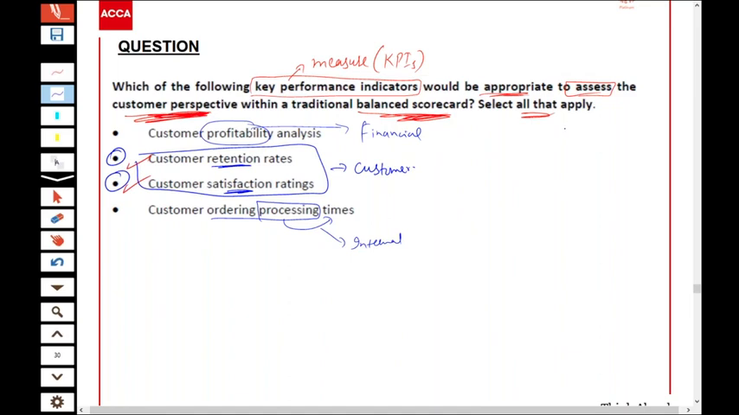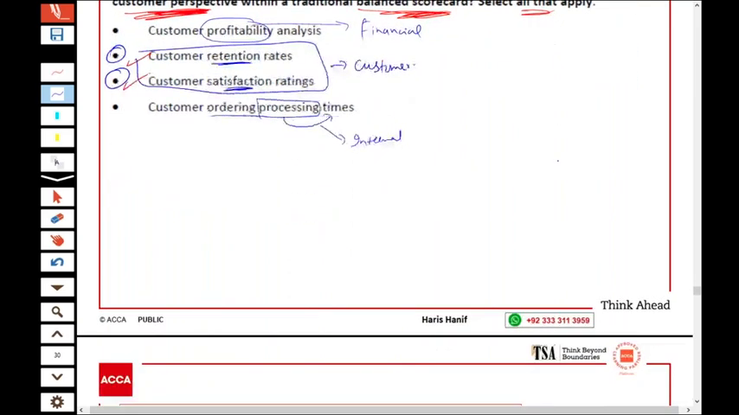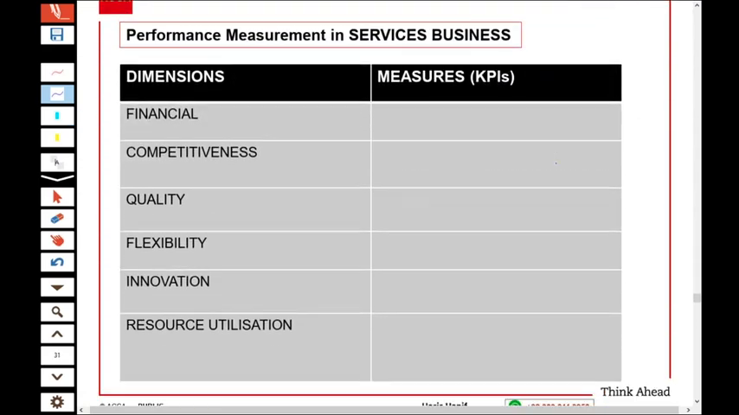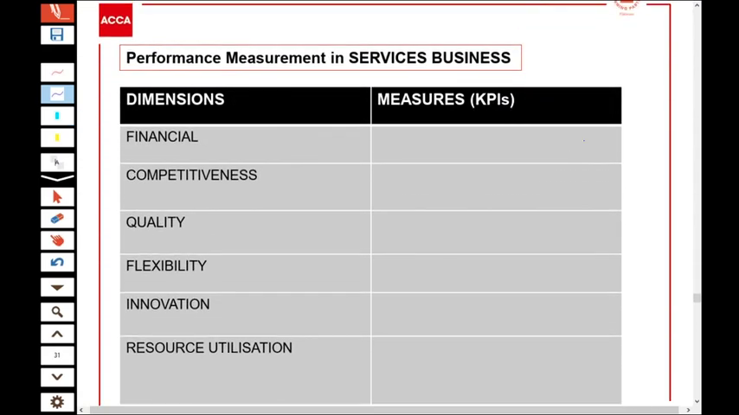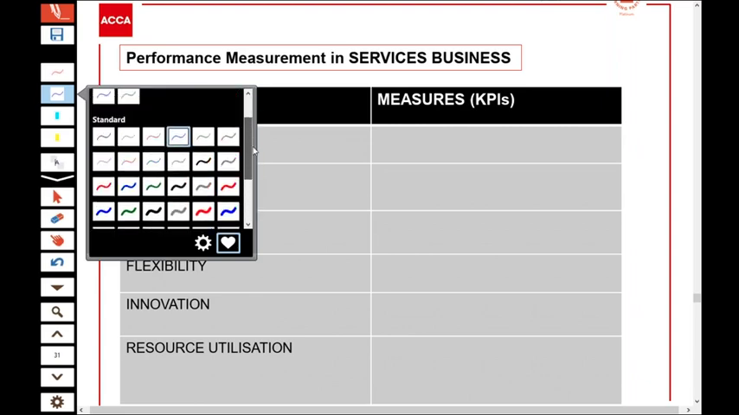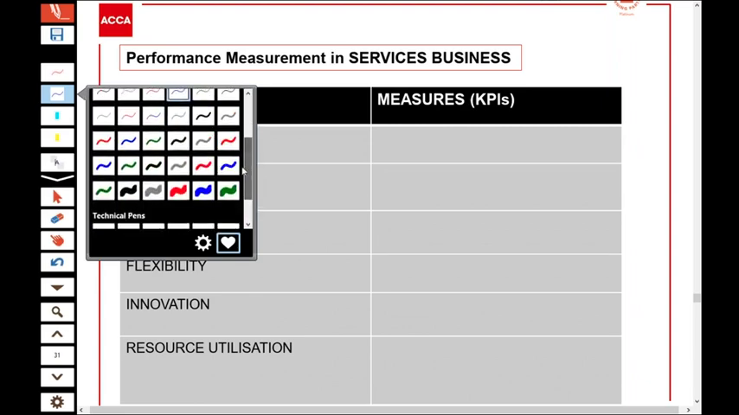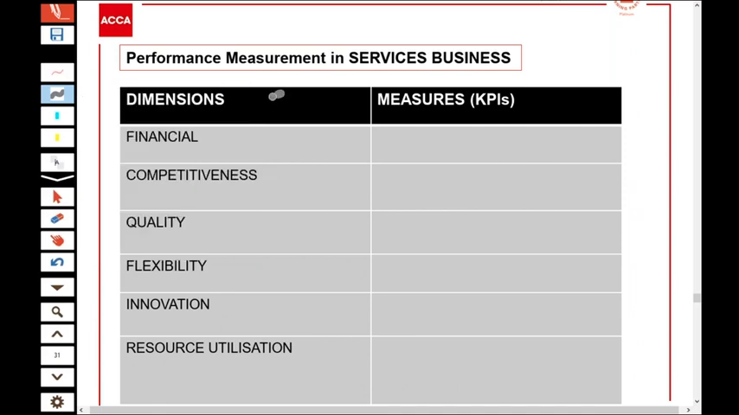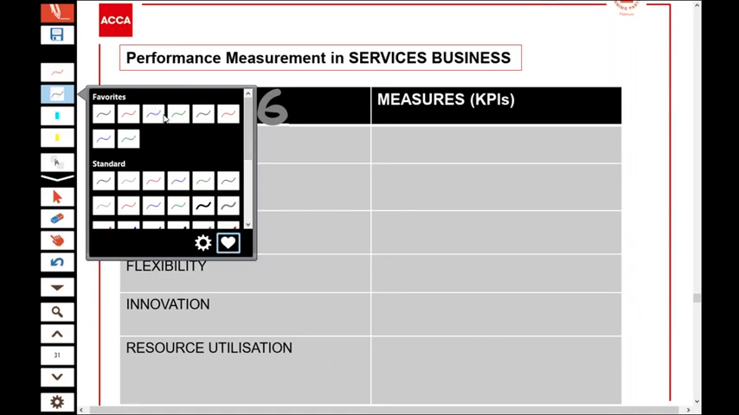Now, this was the model of balanced scorecard in order to evaluate the performance. Now we have another model, and it has got 6 dimensions. These are not 6 KPIs, remember the word. These are 6 dimensions. And what are the 6 dimensions?